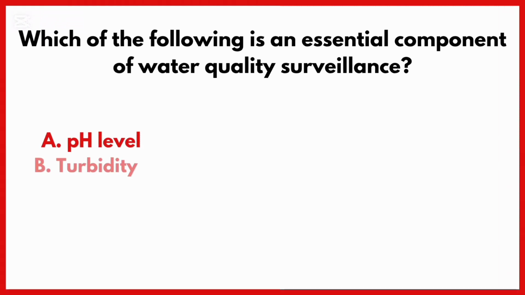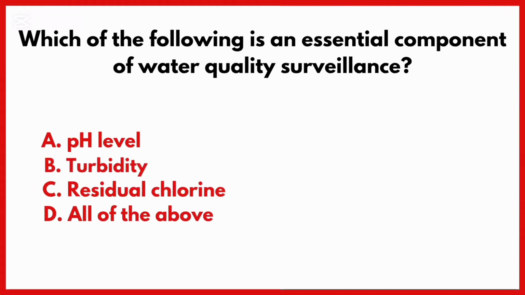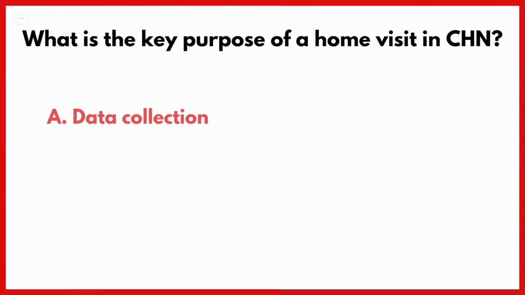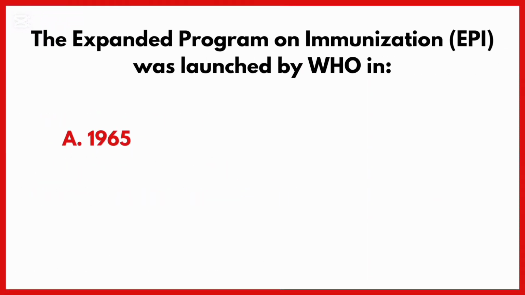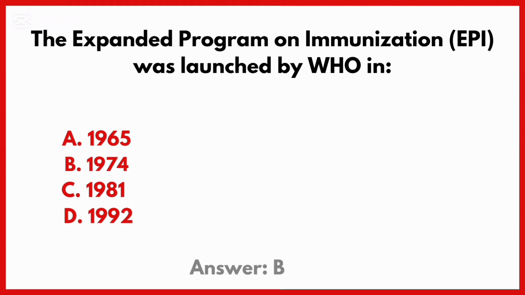Which of the following is an essential component of water quality surveillance? Correct answer is option D, all of the above. What is the key purpose of a home visit in CHN? Correct answer is option C, health education and care. The expanded program on immunization was launched by WHO in. Correct answer is option B, 1974.